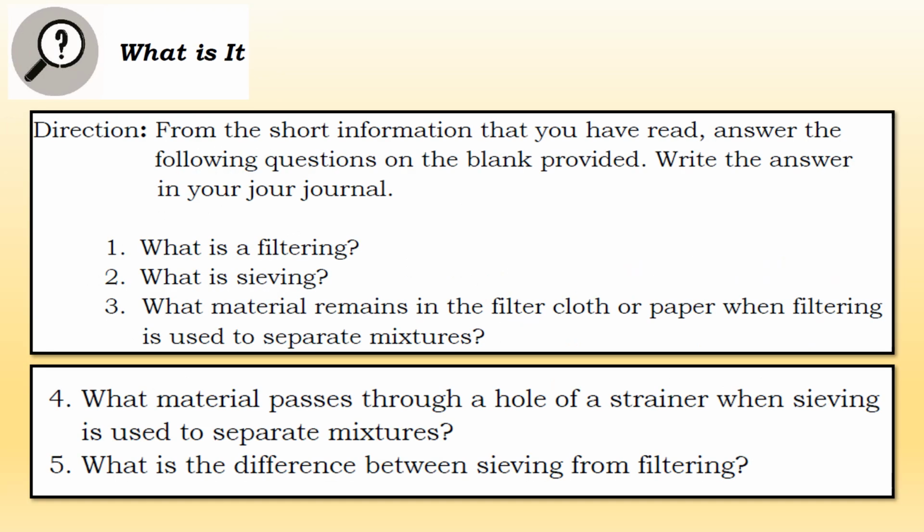Based on our discussion kanina, you have to form a short information kung ano yung naintindihan nyo sa sinabi ko. Number 1, what is filtering? Number 2, what is sieving? Ngayon, alam na natin kanina kung ano yung filtering at ano yung sieving. Number 3, what material remains in the filtered cloth or paper when filtering is used to separate mixtures? Number 4, what material passes through a hole of a strainer when sieving is used to separate mixtures? And number 5, what is the difference between sieving from filtering?